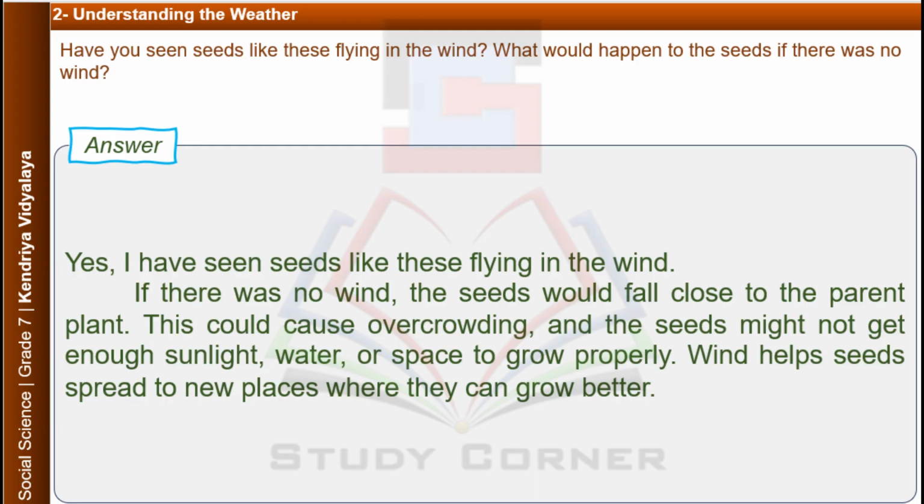If there was no wind, the seeds would fall close to the parent plant. This could cause overcrowding, and the seeds might not get enough sunlight, water, or space to grow properly. Wind helps seeds spread to new places where they can grow better.